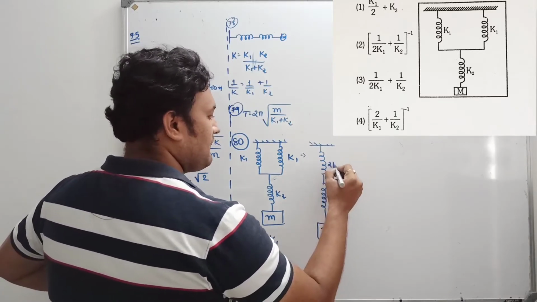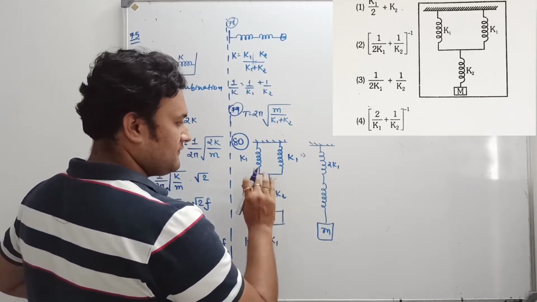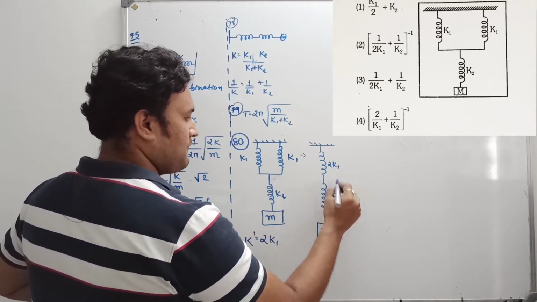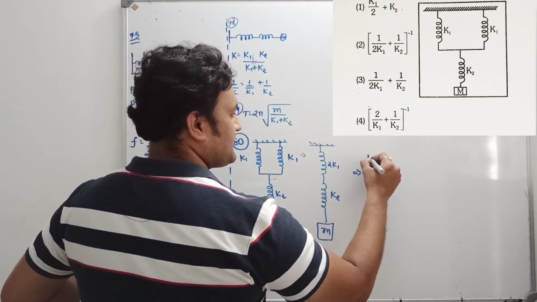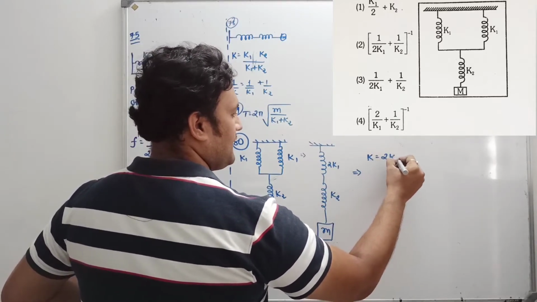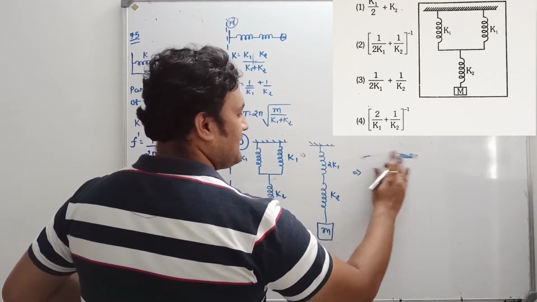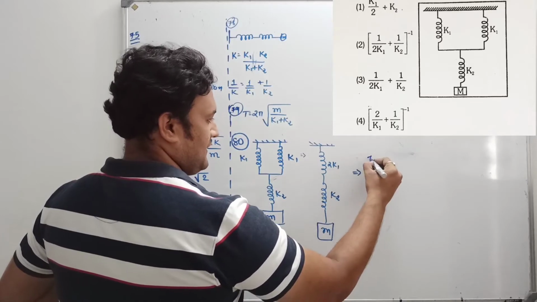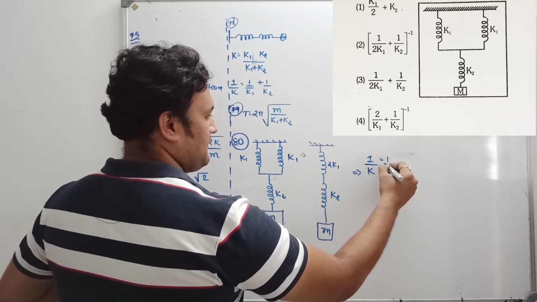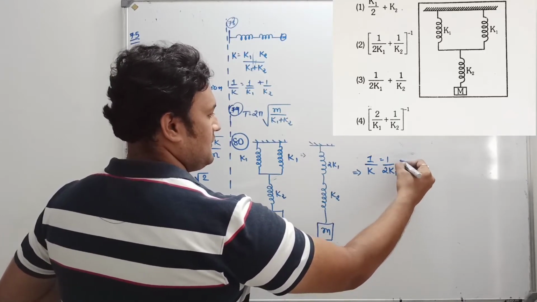And this one is 2k1. Okay, and k2, here the k2, and both are the series connection. So for series connection we work like this. So this is k is equal to 2k1 into k2 upon 2k1 plus k2. Otherwise, 1 upon k is equal to 1 upon 2k1 plus 1 upon k2.